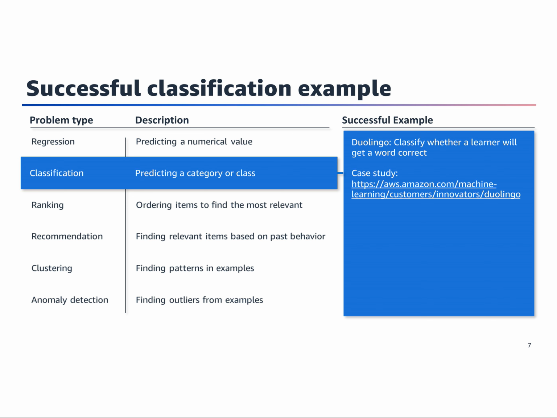For every word that you learn, Duolingo tracks information such as how often you've seen it, how often you've identified it correctly, what context you've seen the word in, and how long it has been since you last saw it. To ensure that the user is presented with the correct word at the correct time, the company uses ML to predict the probability that a user will correctly identify a word so they can surface those words that are most in need of review. For more information, see AI helps Duolingo personalize language learning at https://aws.amazon.com/machine-learning/customers/innovators/Duolingo.